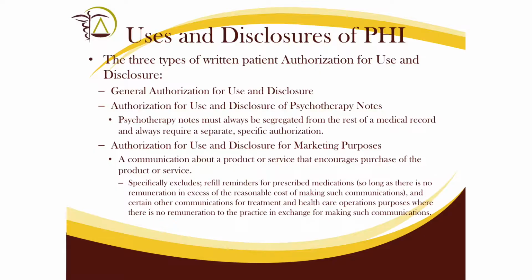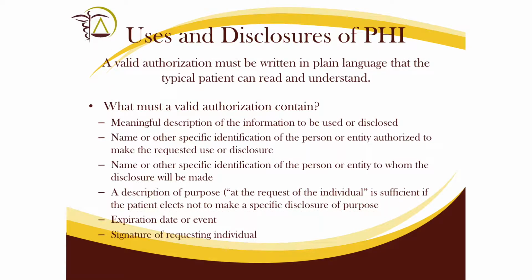A valid authorization must be written in plain language that the typical patient can read and understand. This always kind of makes me laugh a little bit, because it has to be written in plain language, but then you'll see there's a list that goes down the rest of the page of what that authorization in simple language that somebody can easily read and understand must include. A meaningful description of the information to be used or disclosed. Although that's a requirement, somebody can just say, my whole record.